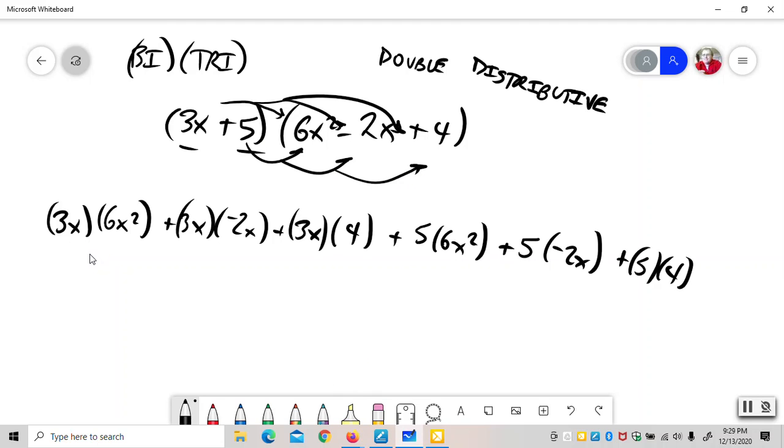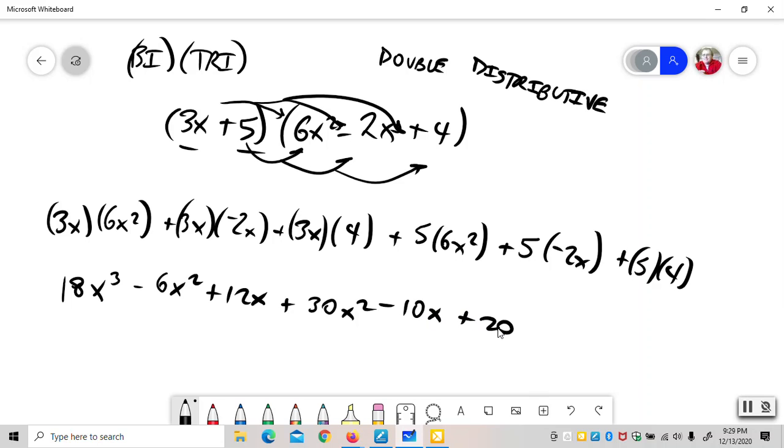So 3 times 6 is 18, x times x squared is x cubed. 3 times negative 2 is negative 6, and x times x is x squared. 3x times 4 is 12x. 5 times 6x squared is 30x squared. 5 times negative 2x is negative 10x. And 5 times 4 is 20.